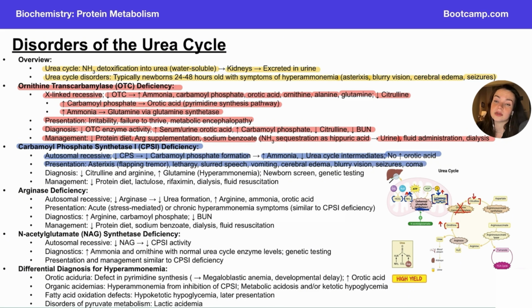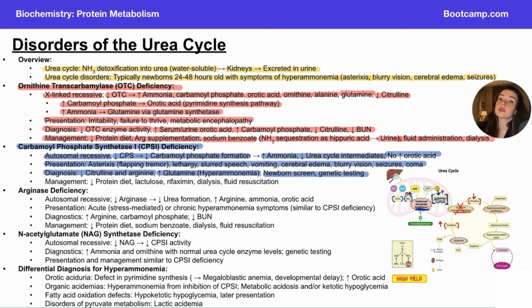seizures, and even coma. You can see all those in any of these disorders, right? Those are just the symptoms of hyperammonemia. Diagnosis here: low citrulline and arginine, those are urea cycle intermediates. Elevated glutamine, again due to hyperammonemia, same logic as the elevated glutamine we saw in OTC deficiency. You can also check this out on a newborn screen or do genetic testing.